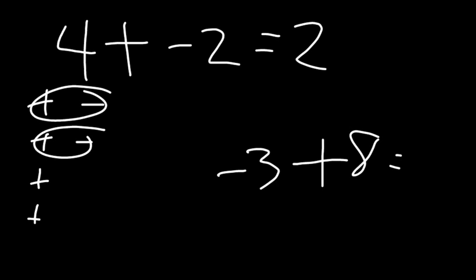Negative 3 plus 8. Which one's bigger? Which one has more? The positives or the negatives? The positives have more, so the answer is positive. Then take the larger number, 8 minus 3, and get 5. So that's positive 5. If you need to string it out, you could. You could have 8 positives and 3 negatives, and you'd have 5 positives left over.